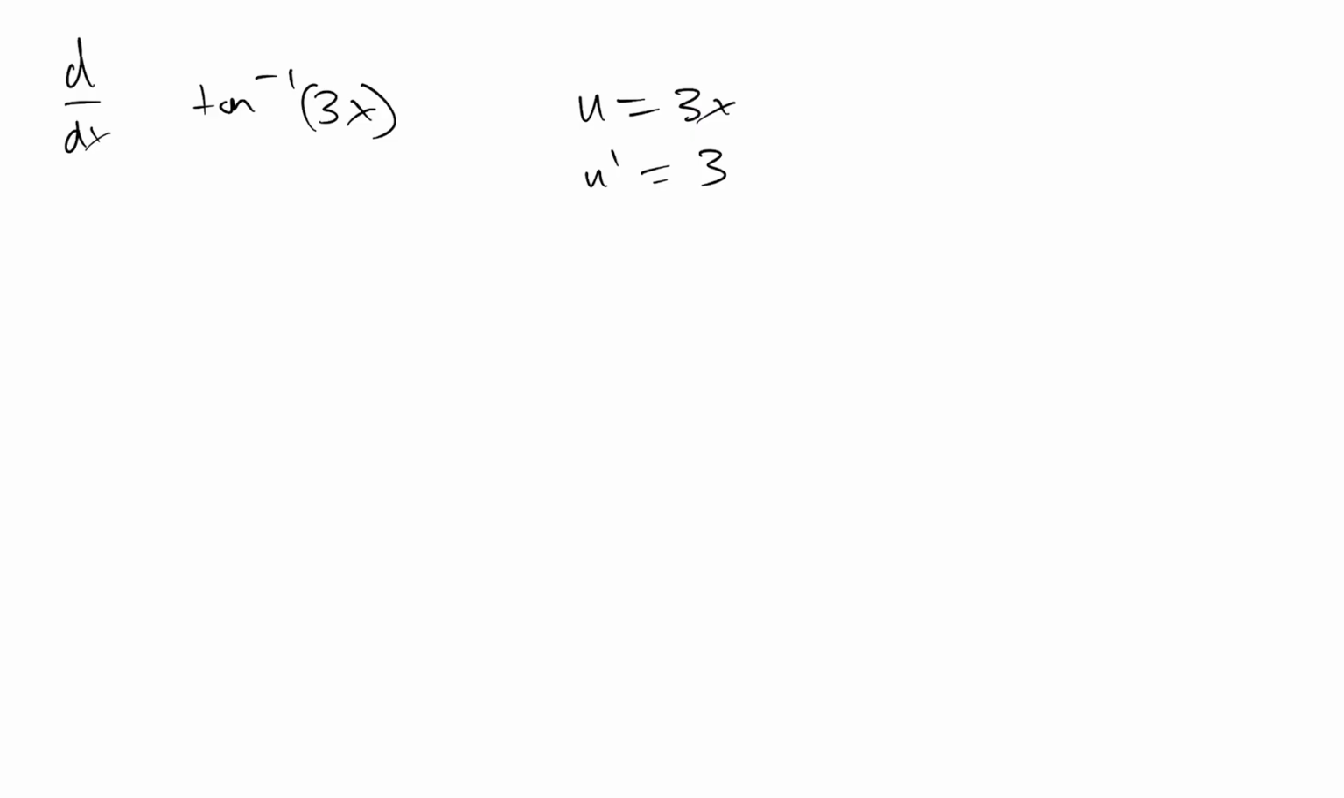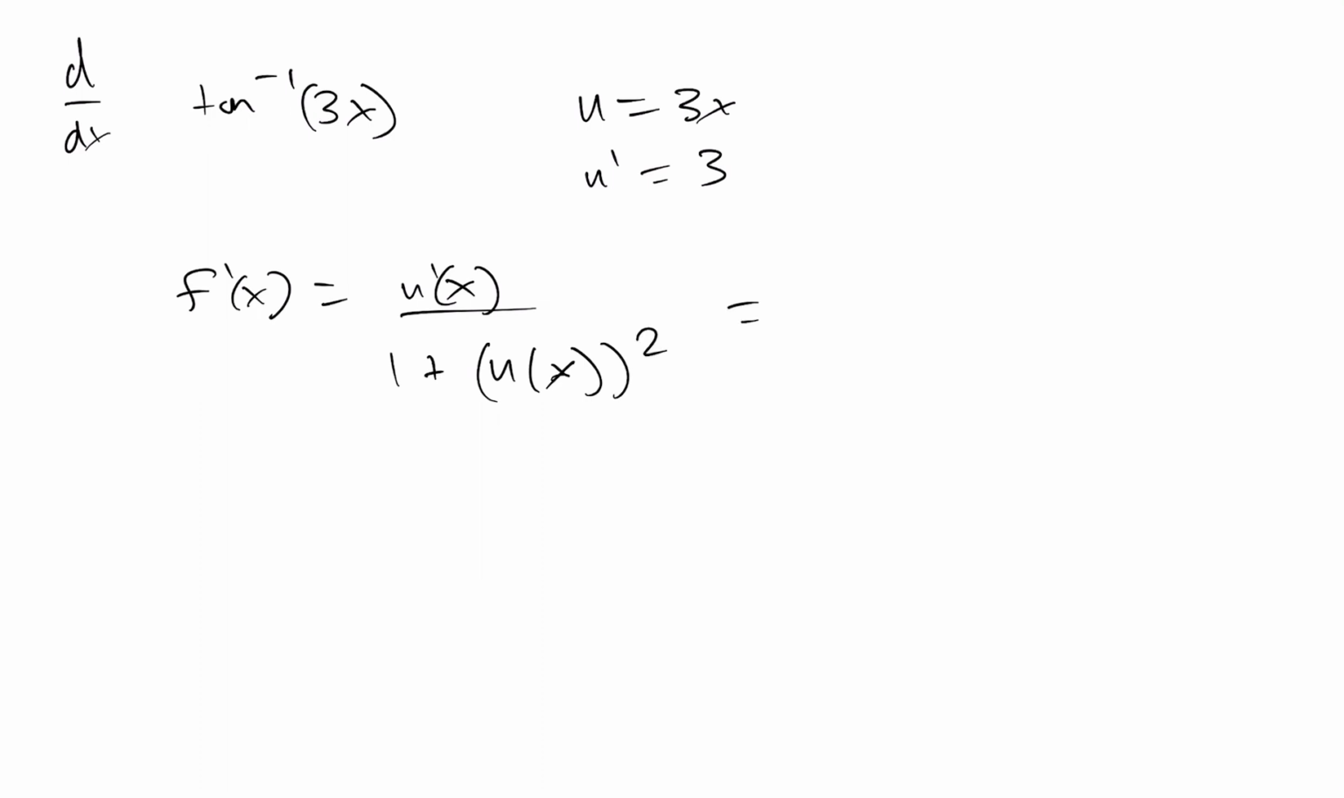Now we can apply the chain rule. So the chain rule in this example states that f prime of x is going to be equal to u prime of x, which we just solved for, over 1 plus u of x, squared.